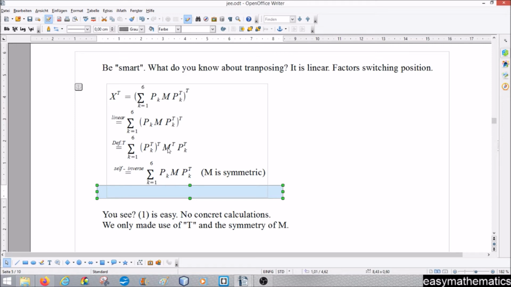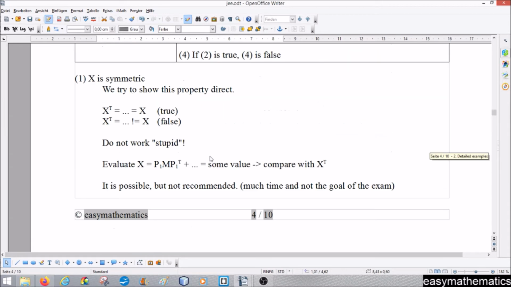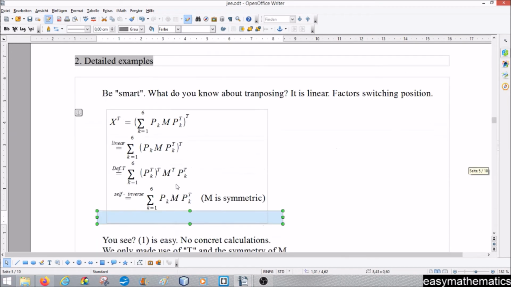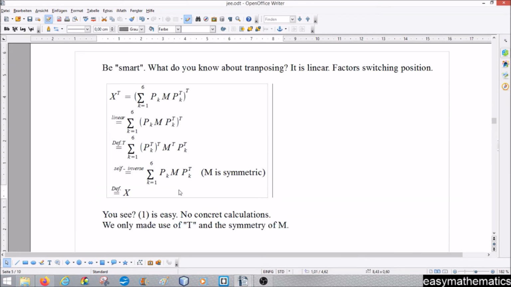And for matrix M, if we transpose it, we get M, because M is symmetric. We can just take a look at M, and we see M is symmetric. Okay, and now our final sum is exactly x. So question 1 is true. X is symmetric, and we proved that via direct calculation, just by using the properties of transposing. Okay, this is very easy if you know about transposing.